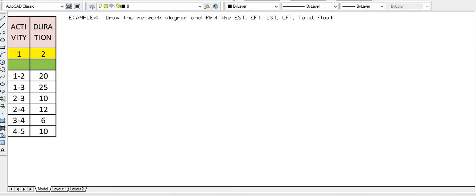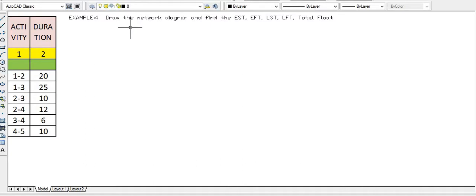What do we have to calculate? First we have to draw the network diagram and find the EST, that is earliest starting time, earliest finish time, LST, latest start time, latest finish time, and total float. Total float is the number of days which has been left over. We will see how many days are left over.